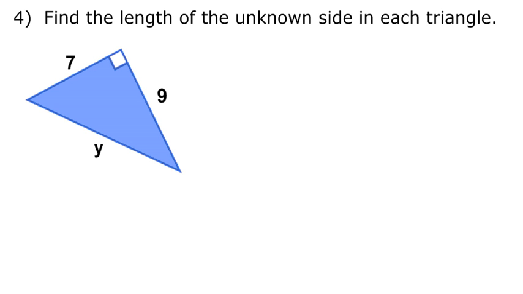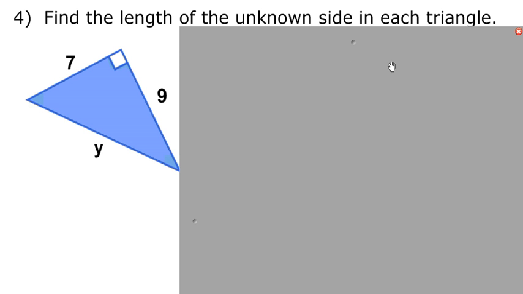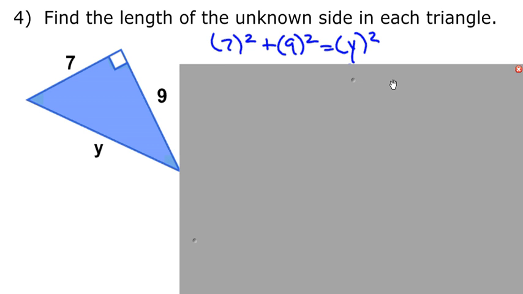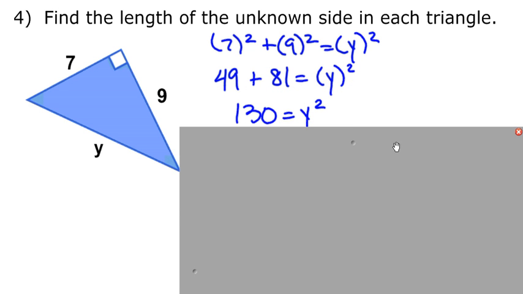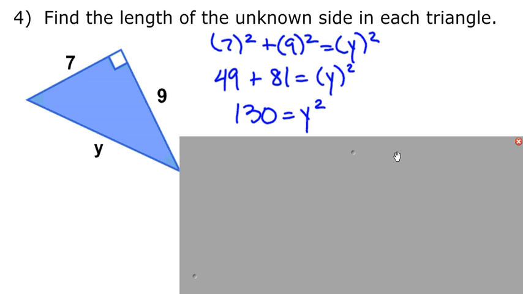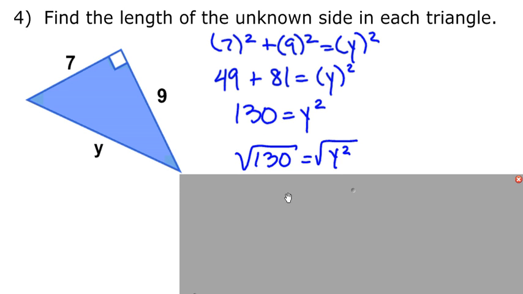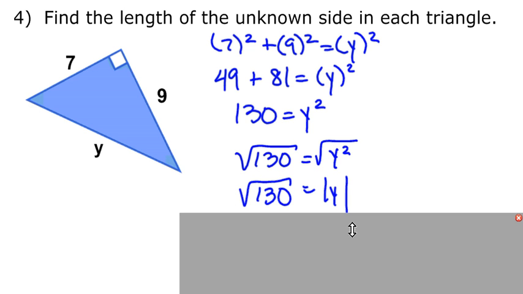Find the length of the unknown side for this triangle. On this triangle, the hypotenuse is missing, so the sum of the two legs squared is equal to the hypotenuse squared. We've got 49 and 81 to give us a total of 130. If we square root each side, we'll have the square root of 130, no perfect square factors there, and we'll have the absolute value of y.